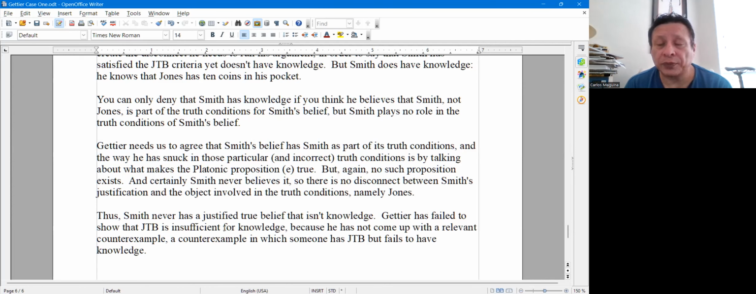Gettier has pulled the wool over people's eyes by introducing this other proposition E, because it's very natural to assign the referent to that phrase, the man who will get the job, by assigning the actual referent. But nobody's ever uttered this sentence. It doesn't exist. And so there's no proposition to speak of, right? Okay, that's my argument.